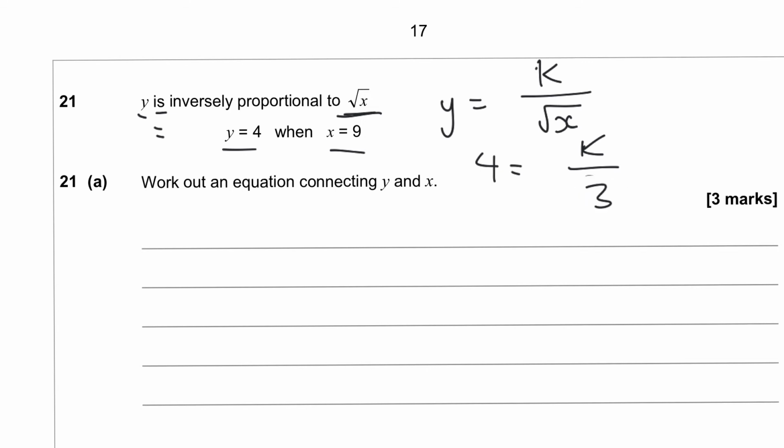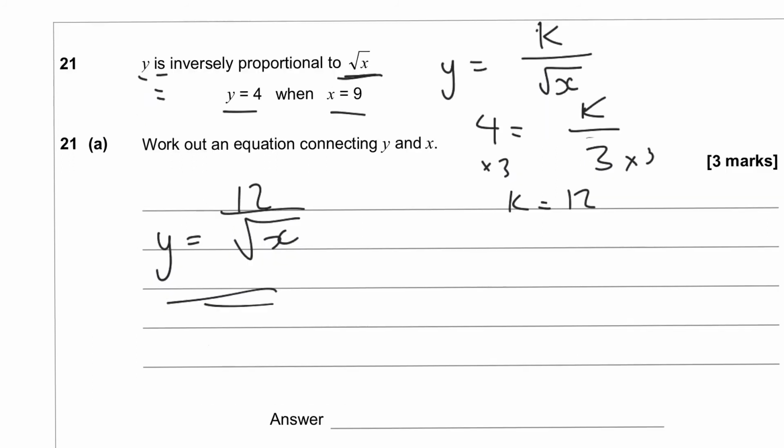So then to work out what k is, we're going to rearrange this. And so if you multiplied both sides by 3, you would work out that k is equal to 4 times 3, which is 12. So now we know what k is. In order to work out what the complete equation will now be, rather than y is equal to k over root x, it will be y is equal to 12 over root x. And that is the complete formula.